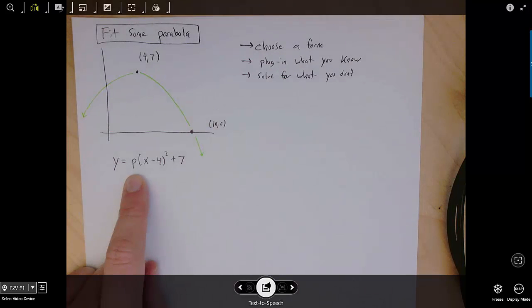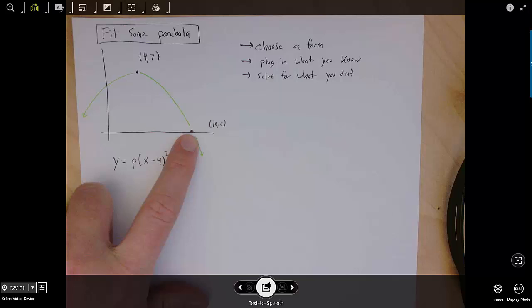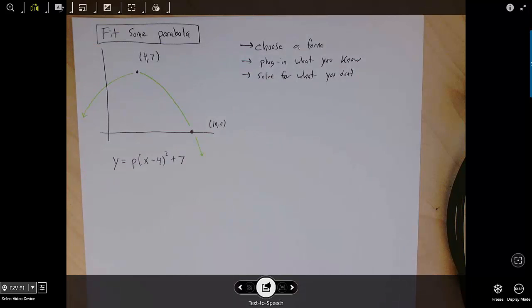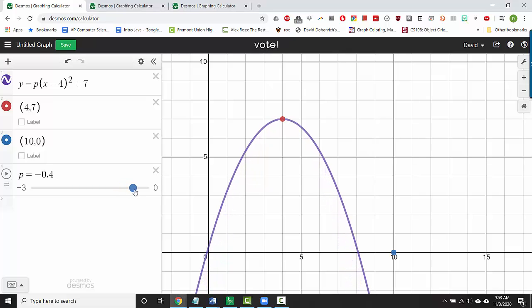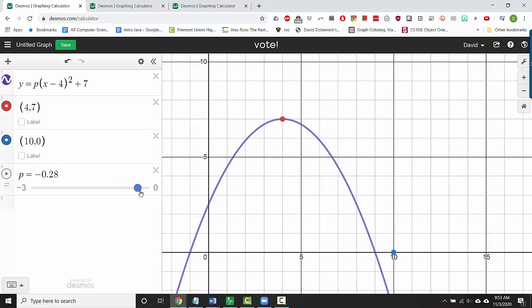But depending on the value of p, the parabola might not go through this point. It might do all kinds of things. So you can see in Desmos, I've got the vertex form so far. I've got a vertex at 4, 7. And you can see the point that we want to go through at 10, 0. Right now, my p-value is -0.76, and you see that the parabola is kind of scaled too far. So as I change my p-value, I'm getting closer and closer to the point that I want to go through, but then I pass it.